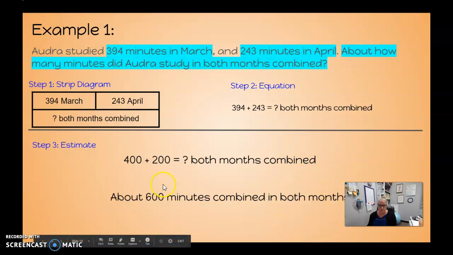Now, usually at this point, I would go to my solve, but my question's not asking me to solve. My question was wanting to know the estimate, so I get to stop here. So let's try another one.